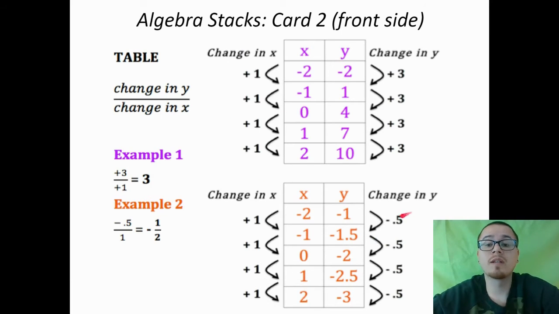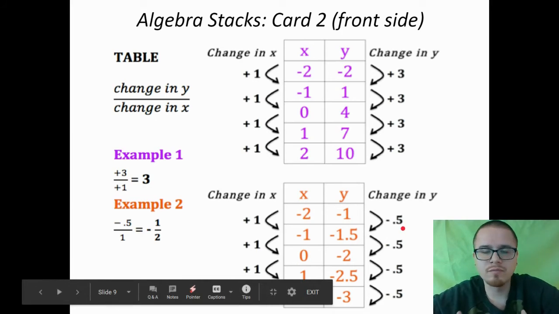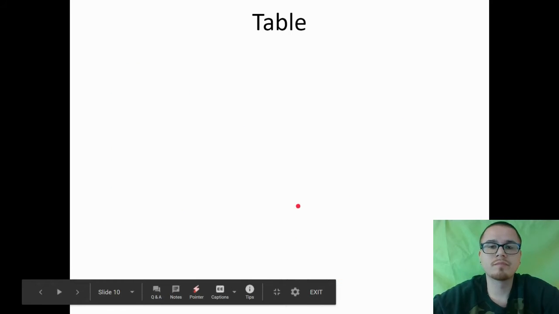Same thing for the negative slope, negative 0.5, negative 1/2, either way. And you end up with that negative 1 over 2 slope.